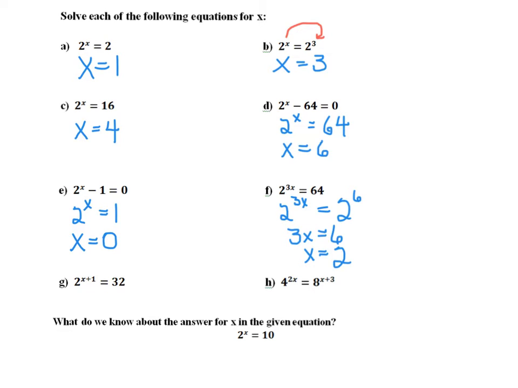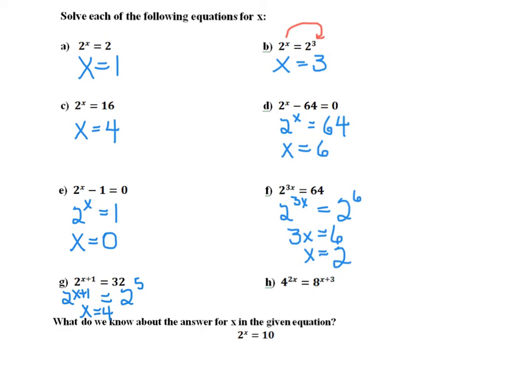So in example G, I've got 2 to the x plus 1. Now 32 is also a power of 2. Think about how many times you have to multiply 2 by itself to get 32. That answer would be 5. So if the exponent x plus 1 has to equal the exponent of 5 on the right side, that would tell us that the missing x value is equal to 4.